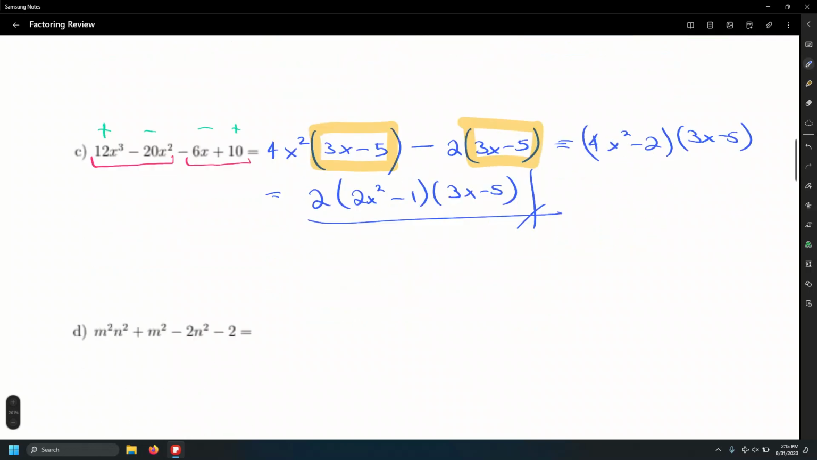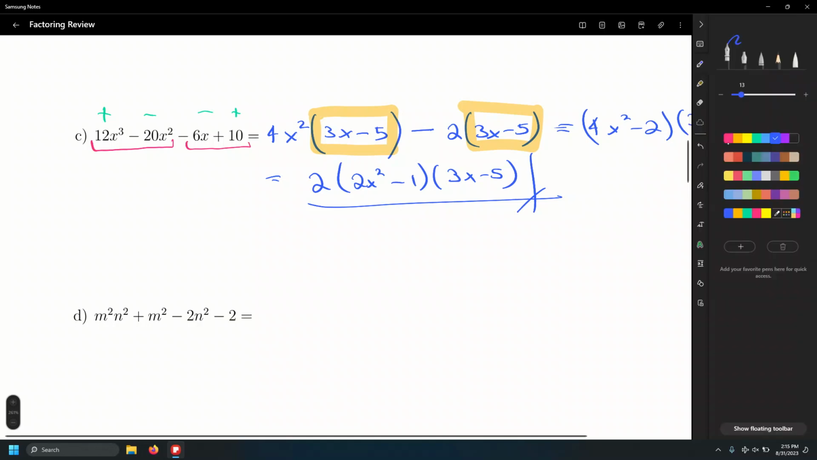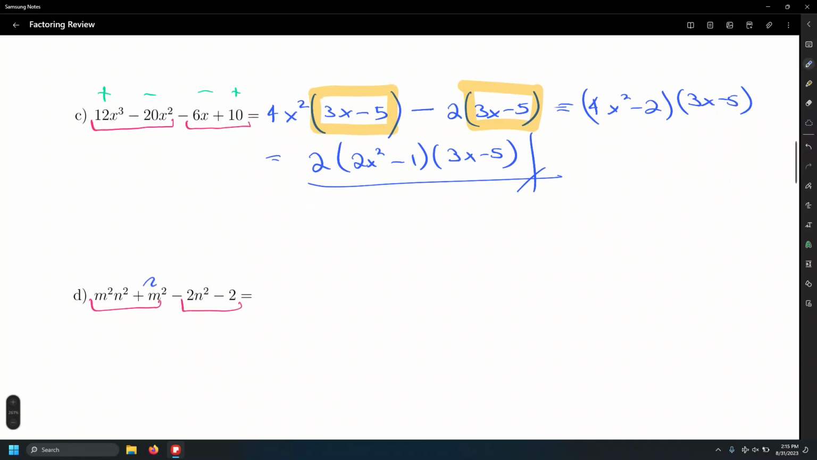Let's look at another example. Again, we have 4 terms. That means we are going to factor by grouping. So, group the first 2 terms. In the first group, notice we have the m squared as our greatest common factor. That's going to leave us with n squared plus 1.